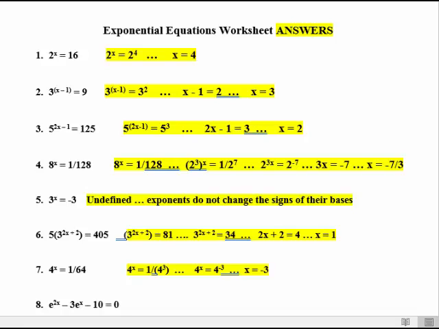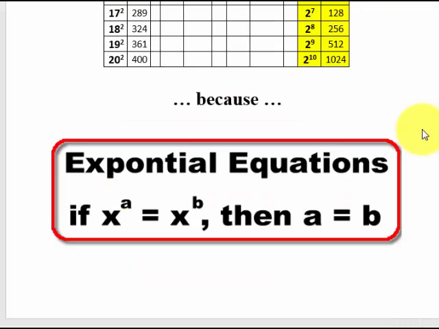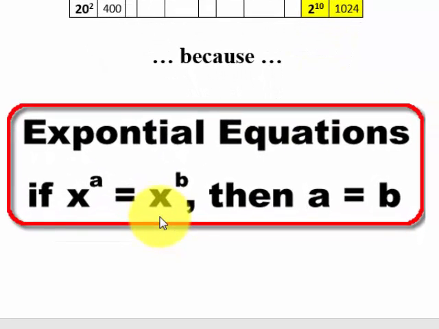Time for some exponential equations. Okay, these all basically work the same. Let me pull up the main formula that we're going to use to solve questions 1 through 7. And here it is right here. So if you have two bases that are the same and there's an equal sign between them, then your exponents have to equal each other.